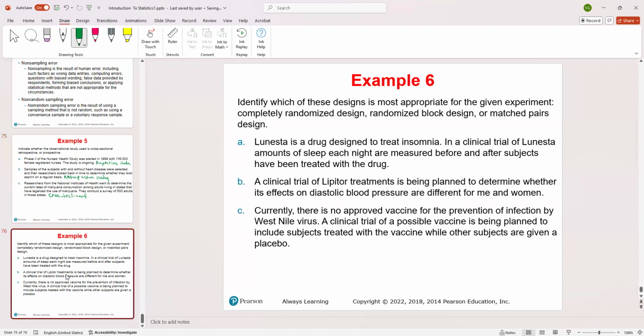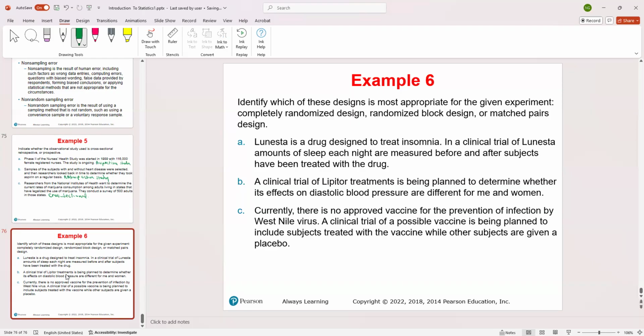And the last example we identify here, they're going to ask us to identify whether the observational study... no, not this one. It's the same exercise, right? Now, let's identify which of these designs is most appropriate for the given experiment. We just did it for observational studies, but now for the experiment: completely randomized design, randomized block design, or matched pair design. Let's go over the definitions, and we can also see the exercise.